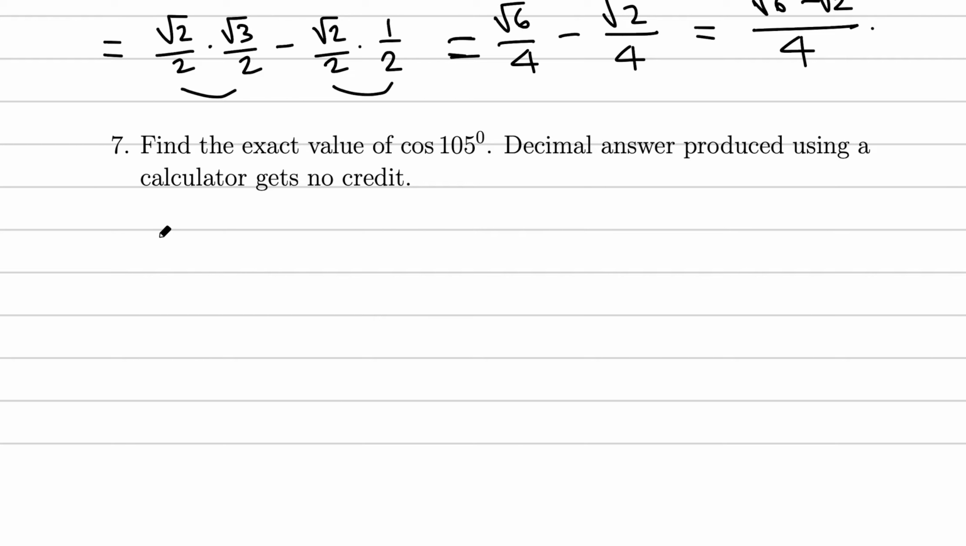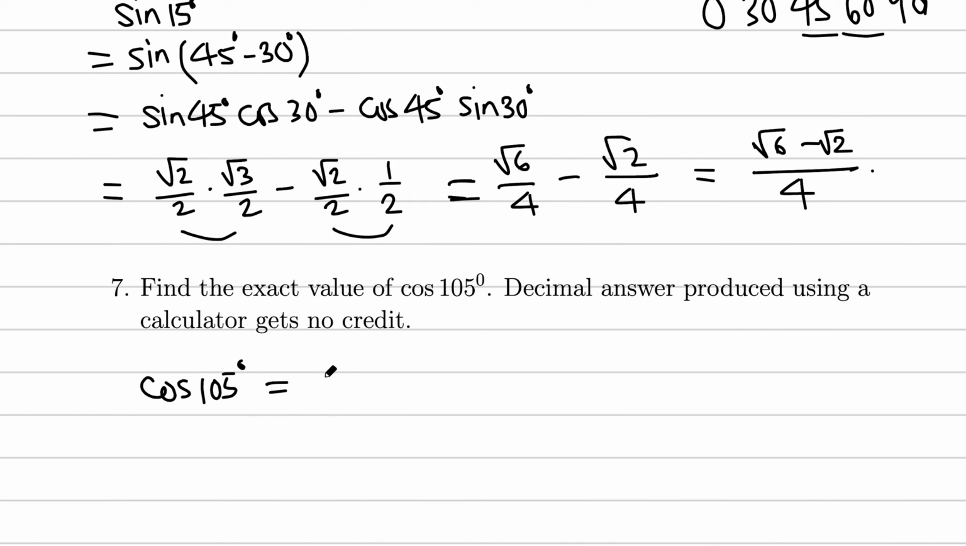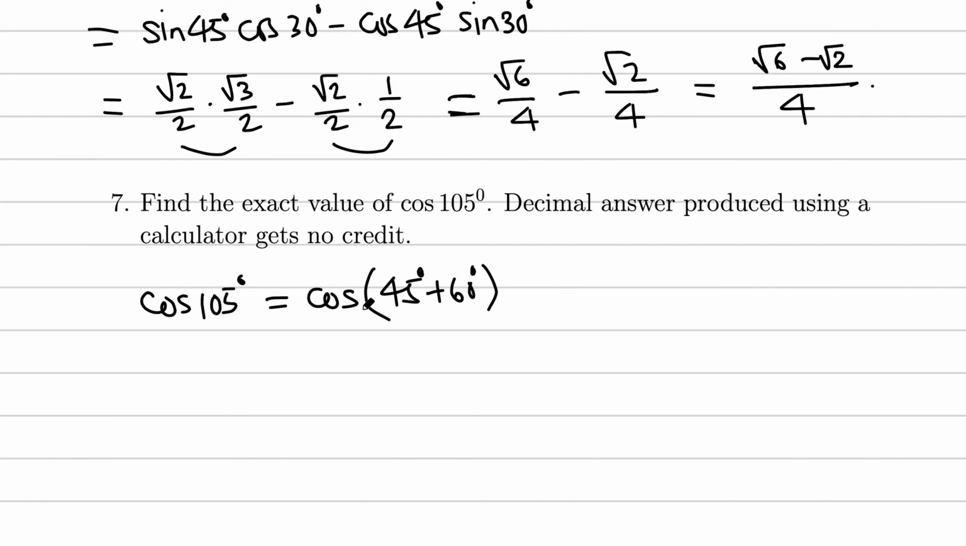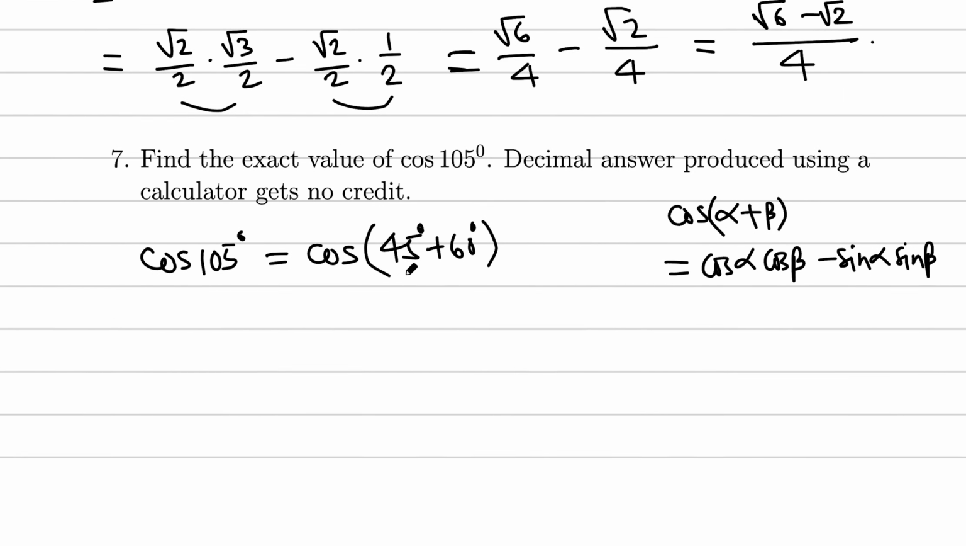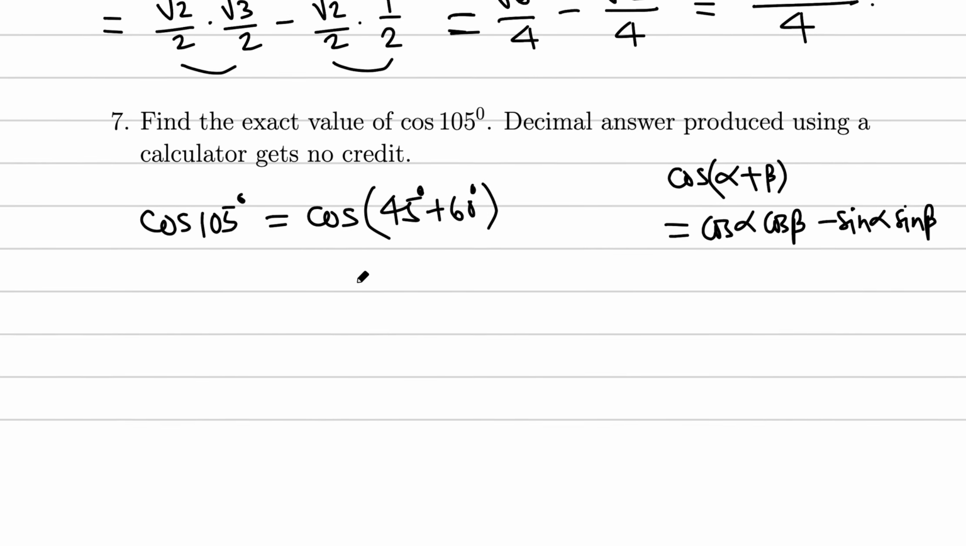Same thing, cosine of 105. Look at these angles. 60 plus 45 is what? 105. So cosine 105 is cosine of 45 plus 60, or we can write 60 plus 45, same thing. Now this is cosine of a sum. Look at the formula list. Cosine of alpha plus beta. The formula list gives cosine alpha cosine beta minus sine alpha sine beta. Alpha means the first angle in our case, beta means this one. Or we could have written 60 first, then 45, same thing.